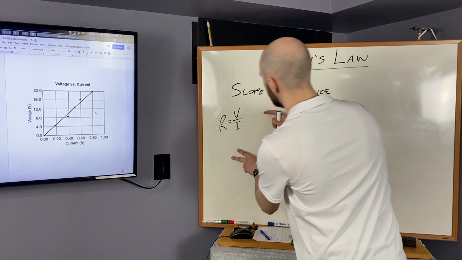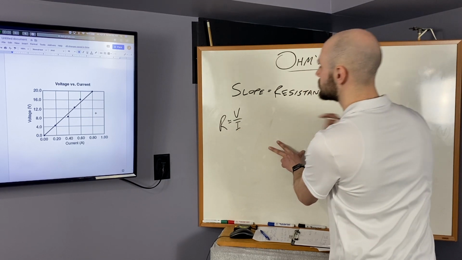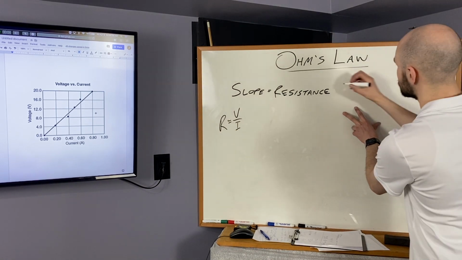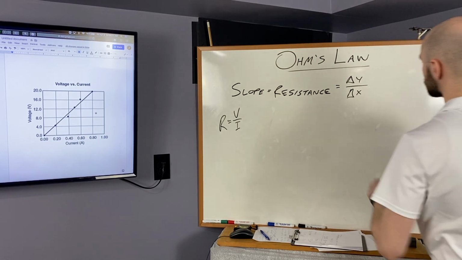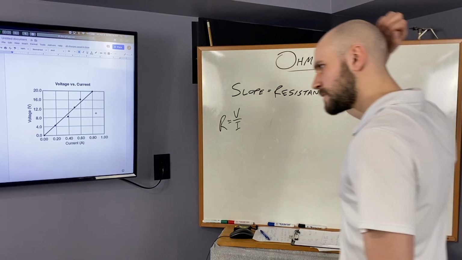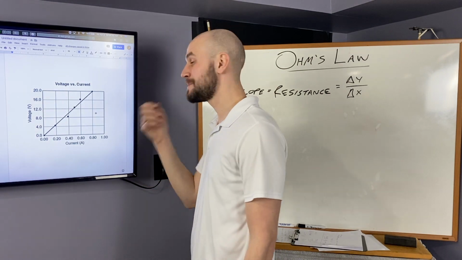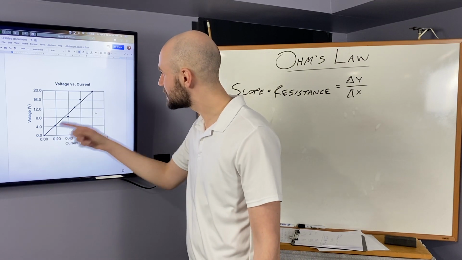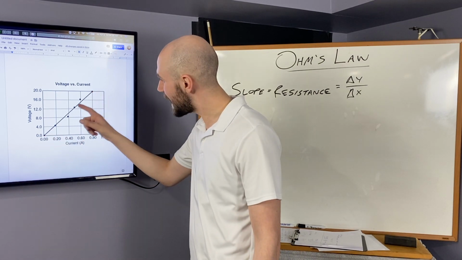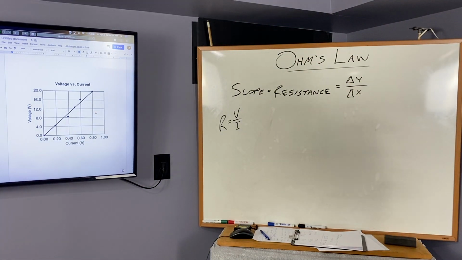V over I. Slope is change in y over change in x. It's already set up that way, so we got our resistance. Let's figure it out: change in y over change in x. We can see these endpoints fall right on the line. I always tell you in class to pick points on your trend line, but because these points fall perfectly on the line, it's okay to use these endpoints. You can pick any point you want and you should still get the resistance, as long as they're on the trend line. You can't use data points if they're off the trend line.